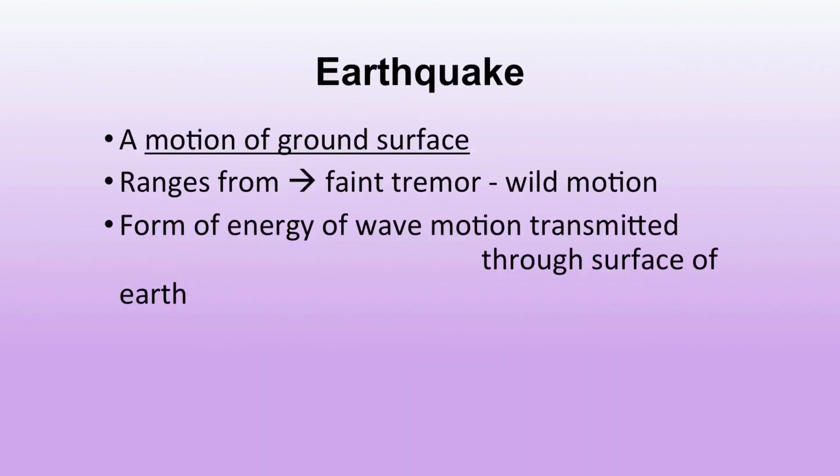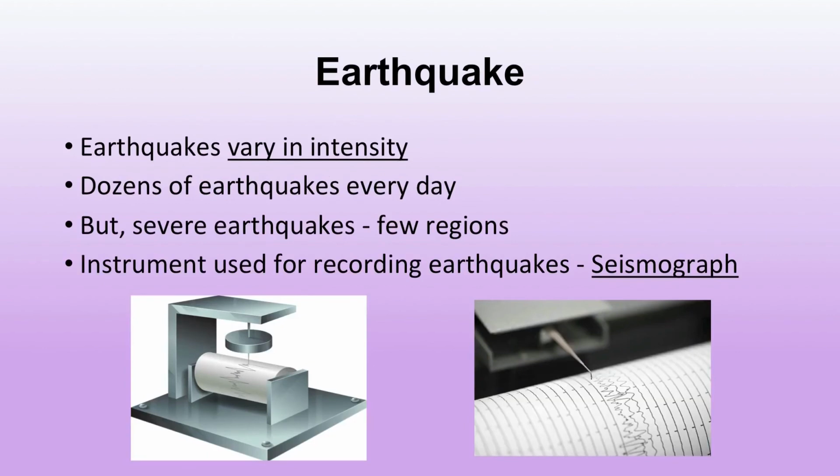Now, another process that happens on the earth's surface apart from volcanic eruption is earthquake. What is an earthquake? We must have felt, some time or other, a vibration in the earth's surface, on the ground. That is known as an earthquake. An earthquake is a motion of the ground surface. It ranges from faint tremors, very light shaking of the ground, to wild motions, very strong shaking of the ground. The form of energy of wave motion is transmitted through the surface of the earth. Earthquakes vary in intensity, that means they can be very mild or very strong.